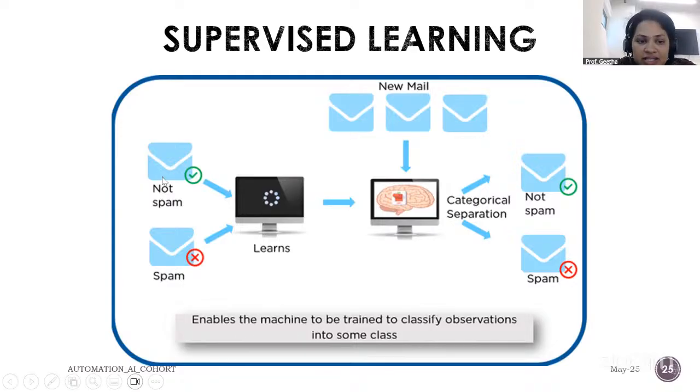So here you can see there are mails which are labeled as not spam and spam, right? So these are collections of mail. I have a collection of mail under the label not spam. I have a collection of mail under the label spam. So I'm going to give these collections with the labels. Okay. So these labels are going to act as the supervisor.